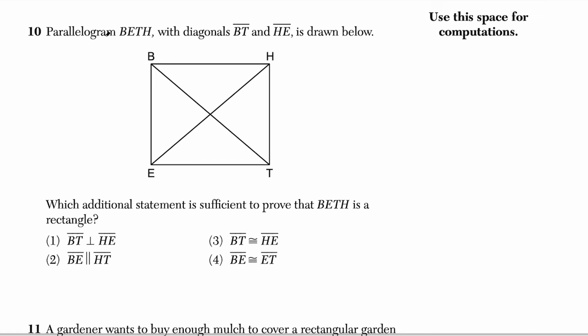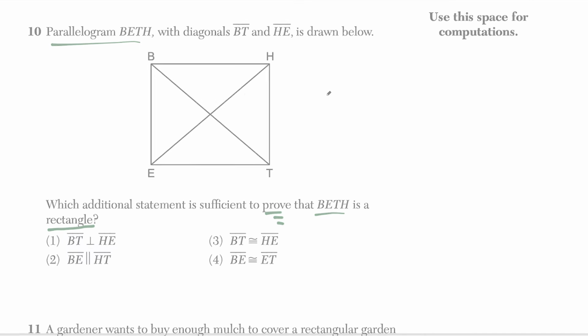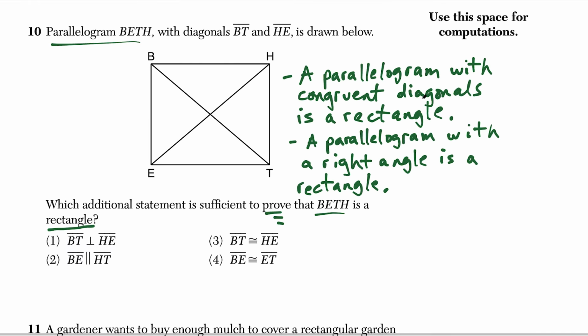So we have parallelogram BETH, and it has diagonals BT and HE drawn in. Which additional statement is sufficient to prove that BETH is a rectangle? So for this one, we have to know this information. We would have to know that a parallelogram with congruent diagonals is a rectangle, and we also have to know that a parallelogram with a right angle is a rectangle.